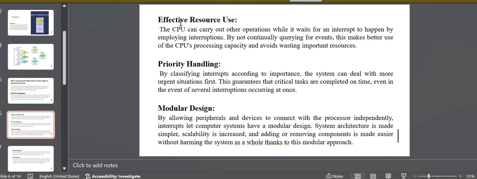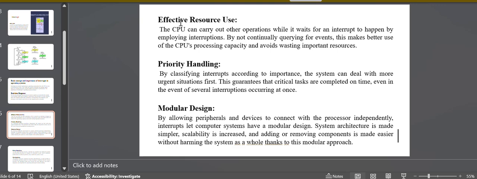Priority handling. By classifying interrupts according to importance, the system can deal with more urgent situations first. This guarantees the critical tasks are completed on time, even in the event of several interruptions occurring at once.